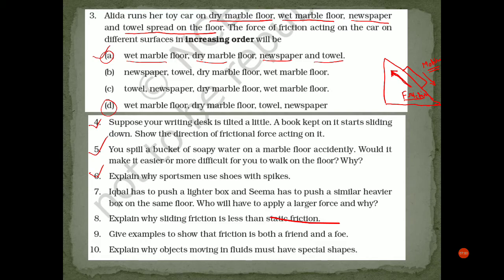Give an example to show that friction is both a friend and a foe. That means you have to write the advantages and disadvantages of friction. It is there in the PPT. You can easily observe it. A few examples you can write where friction is required and where friction is not required.